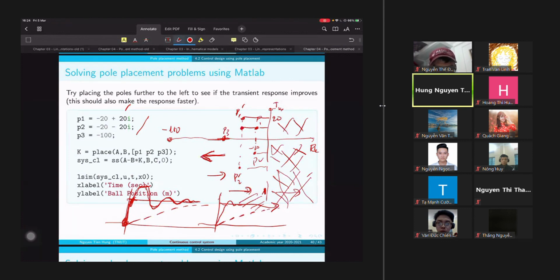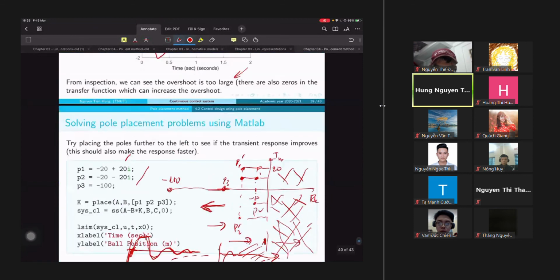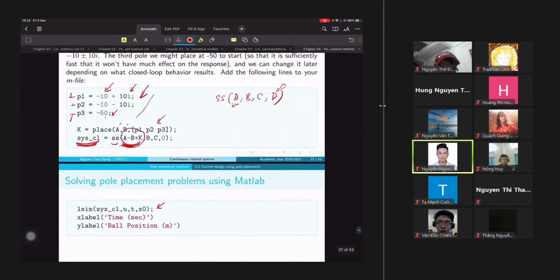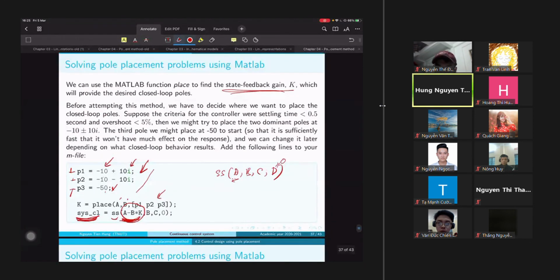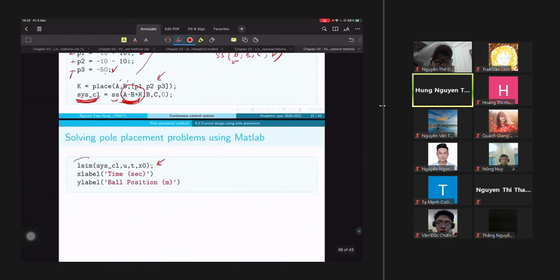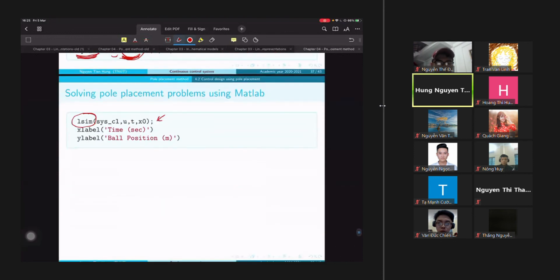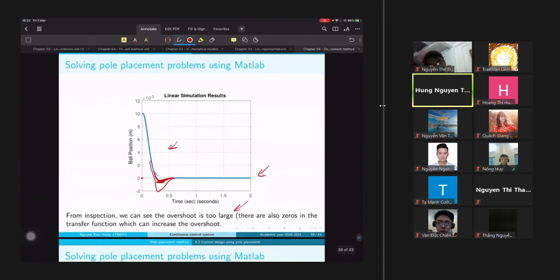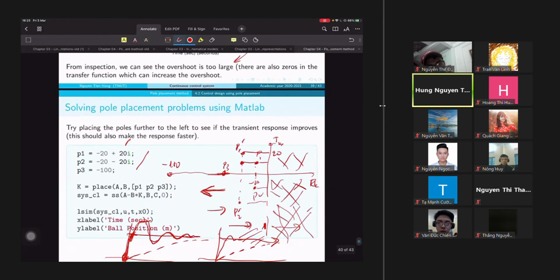So I hope that you will check this for me at home and try to test the system with this code. It's not difficult and it's easy to understand, but you have to check some commands like the linear simulation, or SS. I hope that I introduced SS for you before.